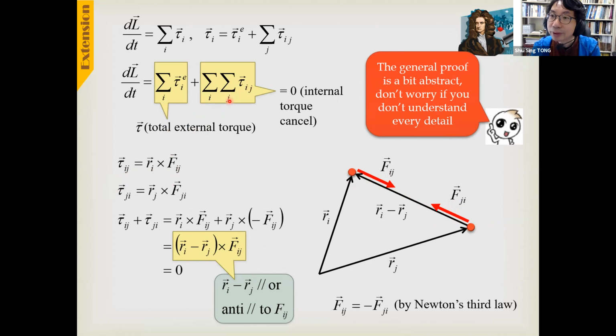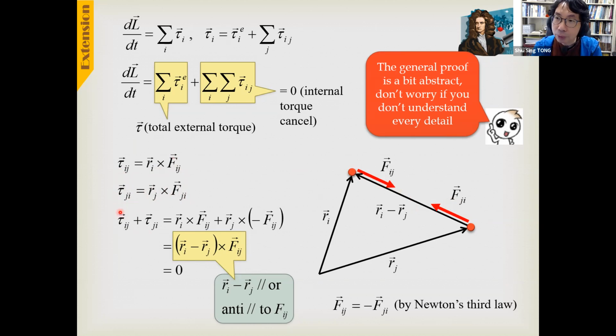And in the summation, you will also encounter the reverse, the term with the reverse index. You will also encounter a term with tau ji instead of tau ij. So you simply reverse these two indices, and tau ji is Rj cross Fji. So that involves a pair of action and reaction, the force Fij and Fji. Let's see what happens if the two terms are summed together.